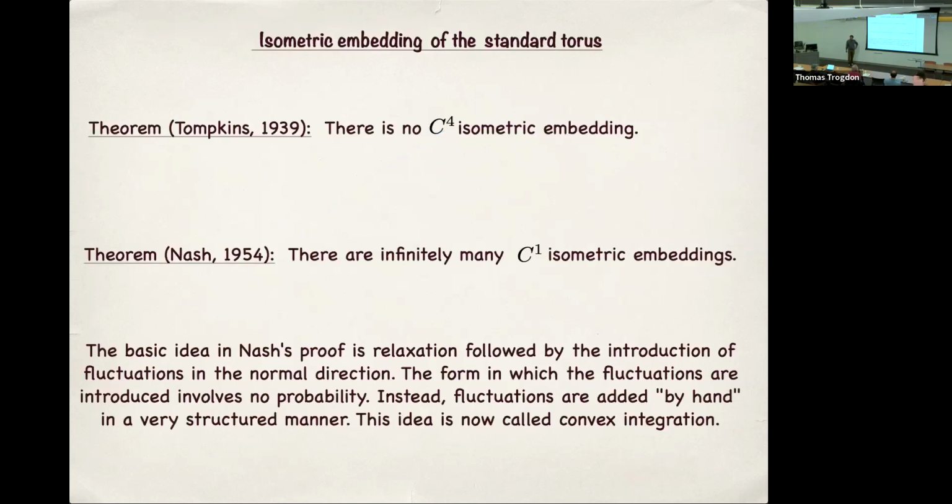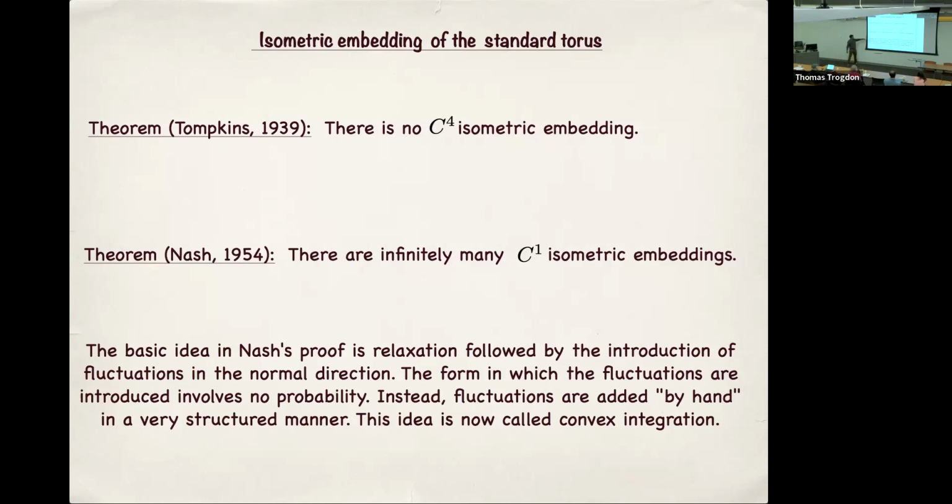So here are two results on this equation. The first result goes back to Tompkins in 1939, and it says that there are no C4 solutions to this problem. So Nash's theorem was very surprising because you think there are no solutions, but actually there are infinitely many solutions. The catch, of course, is the difference in smoothness. So this is where the addition of fluctuations comes in.